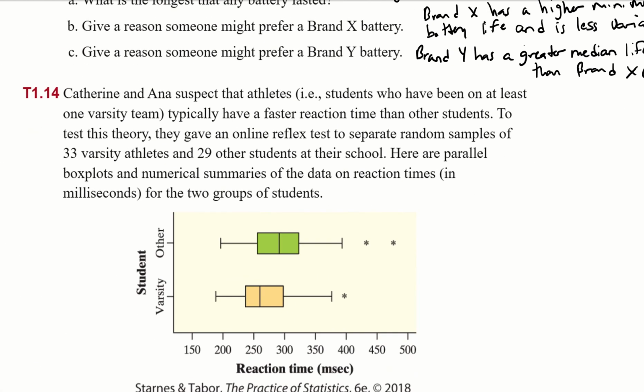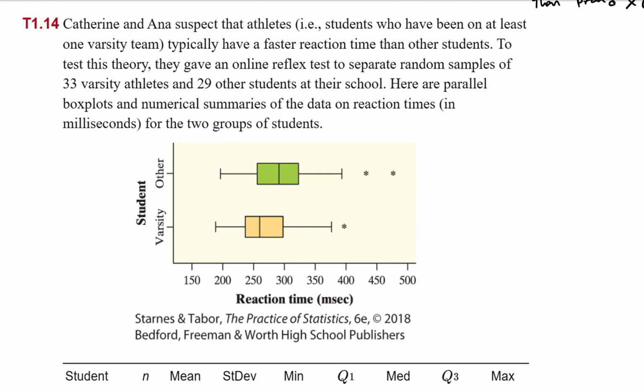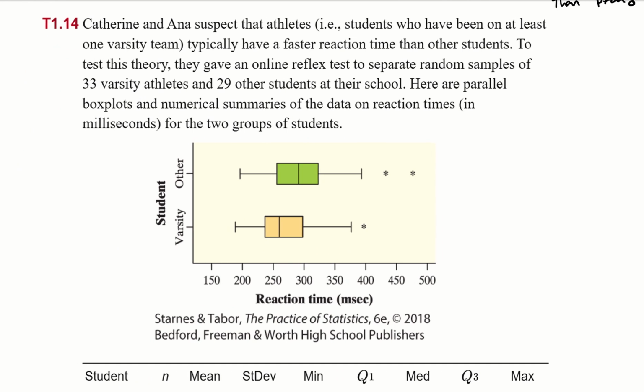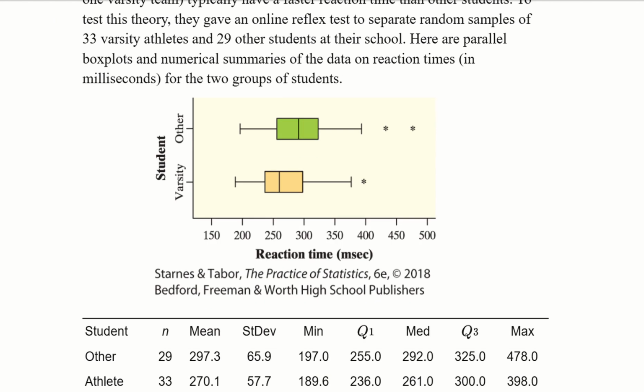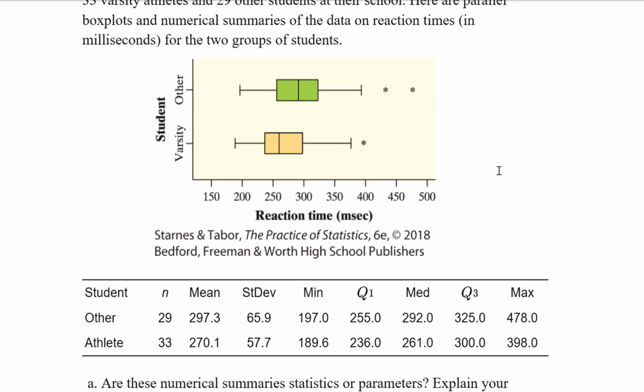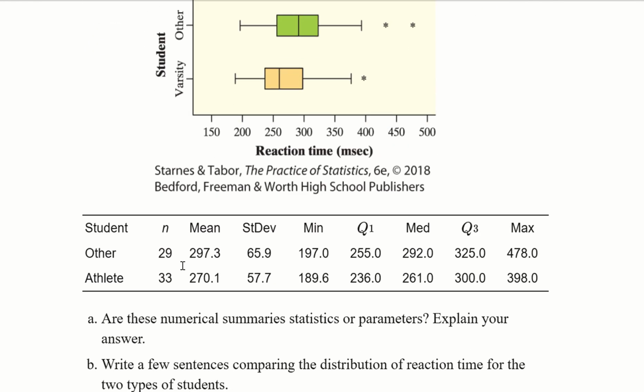All right, so let's look at the last problem here. Catherine and Anna suspect that athletes, students who have been on at least one varsity team, typically have a faster reaction time than other students. To test this theory, they give an online reflex test to separate random samples of 33 varsity athletes and 29 other students at their school. Here are parallel box plots and numerical summaries of the data on reaction times in milliseconds for the two groups of students. All right, so we have varsity on the lower box plot. We have the others on the top, and looks like we have a number summary here, right? For the different student types, others versus athletes. So here it says there's 29 here, there's 33 athletes there.